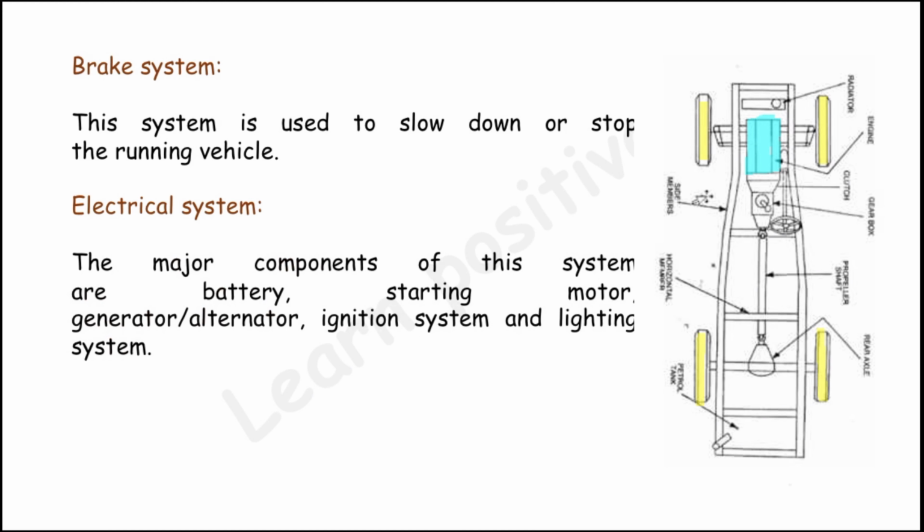The next one is the electrical system. The major components of this system are the battery, starting motor, and generator or alternator. We are using alternators nowadays, and somebody may call it a dynamo. The dynamo came before the alternator, so we are using alternators now. Then the ignition system and lighting systems. So these are some components of the electrical system.